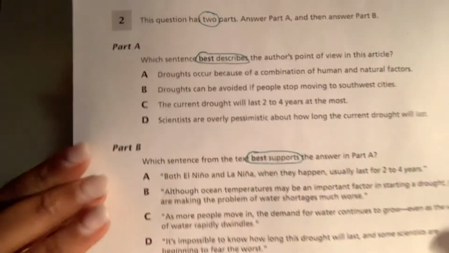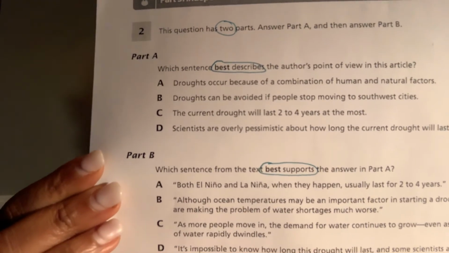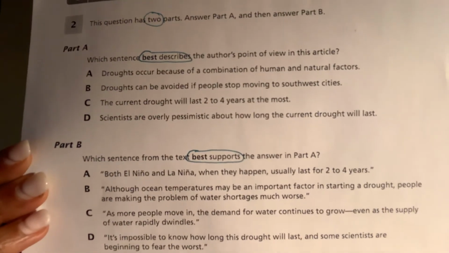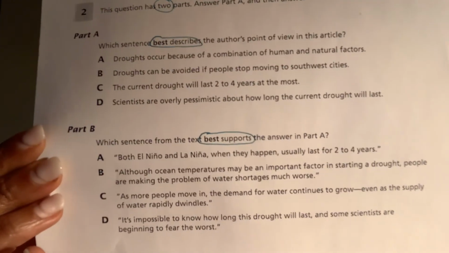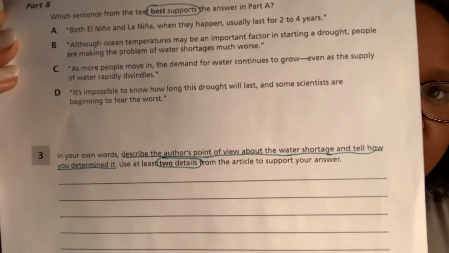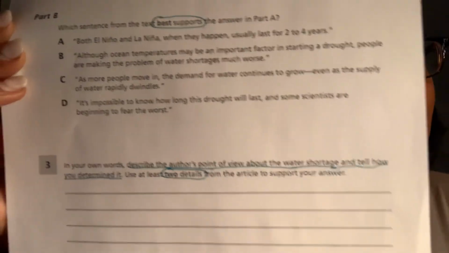Next, we have question number 2. And this one has 2 parts. So I circled 2. It has a part A and it has a part B. And for each of those parts, we're talking about what best describes. Not just what describes, all of them might describe them, but it's the one that best describes. And then we have our constructed response down here at the bottom. Even though I don't have it written, you know what you got to use. You got to use RACE.